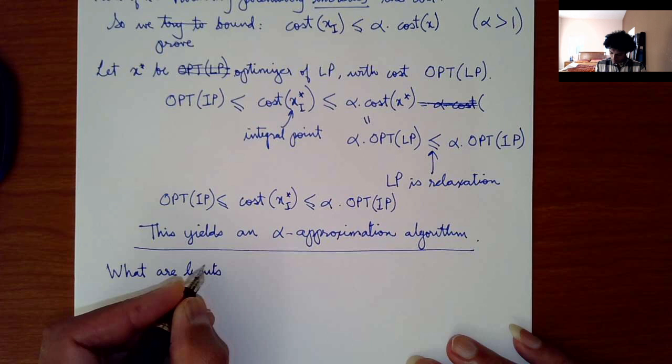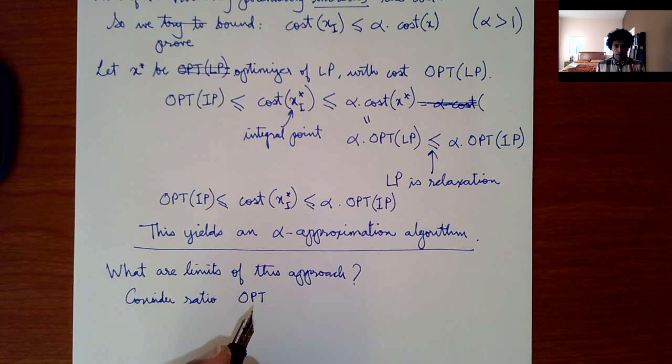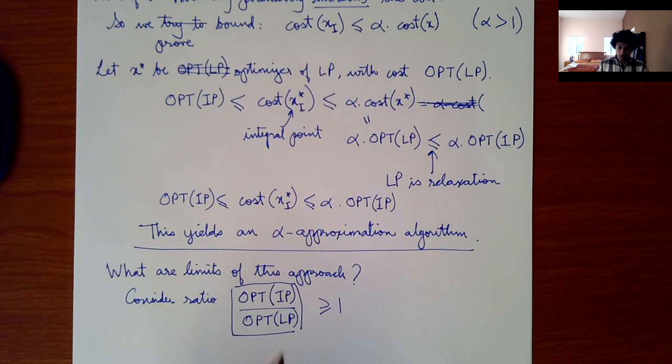Note that in this approach, we have a specific LP that we have defined. Now, consider the ratio, the opt of the IP divided by the opt of the LP. This is a minimization problem. Note that this is always going to be greater than 1 because the LP is a relaxation, so the LP might actually have a smaller cost. But this ratio is called the integrality gap.